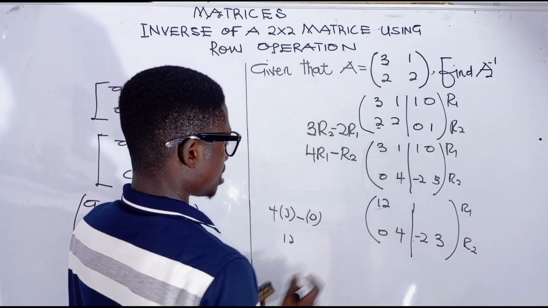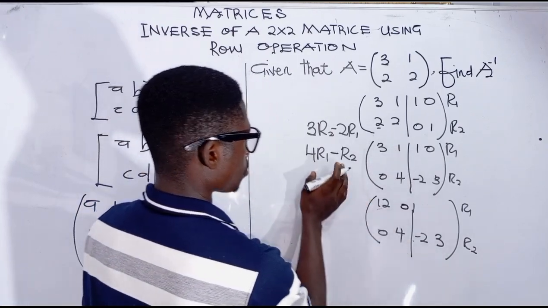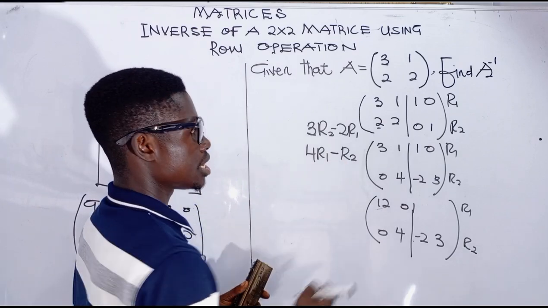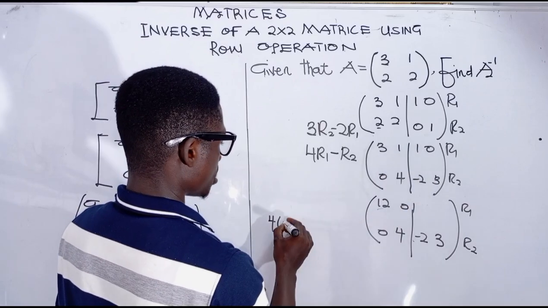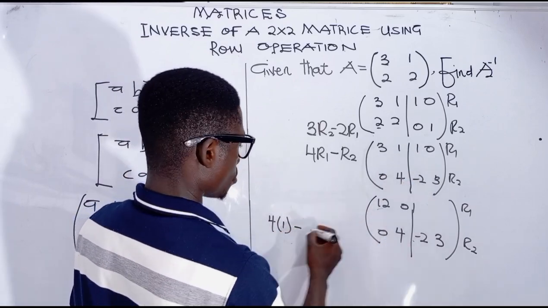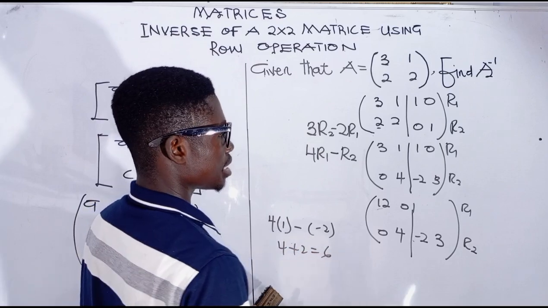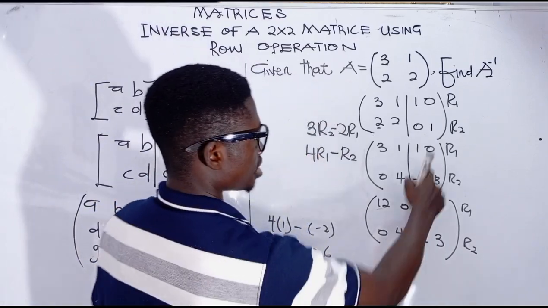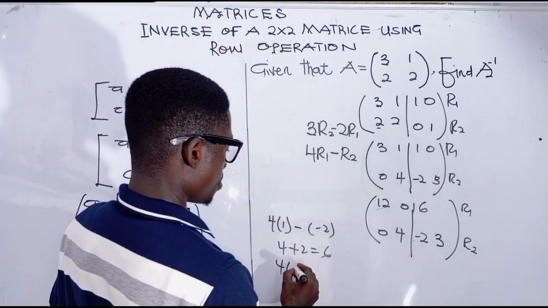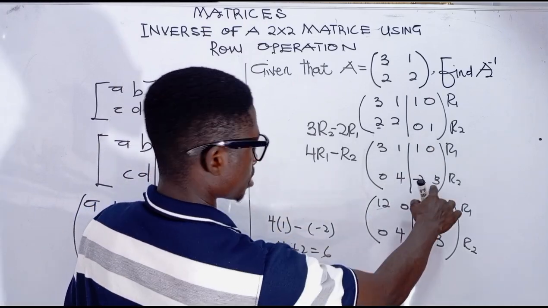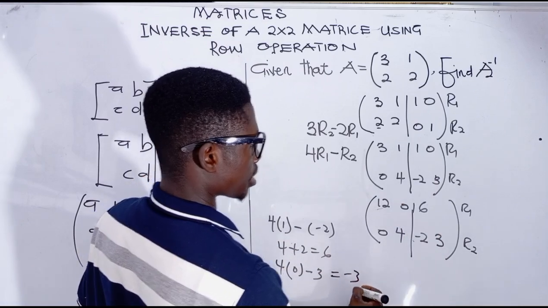Then move on to this side. This side will surely give us 0, because it was the one that gave us the row. Then we look at this part. We have 4 times row 1, which is 1, minus row 2, which is minus 2. So we have 4 plus 2, that gives us 6. So we have 6. Then we are looking at this entry as well. We have 4 times row 1, which is 0, minus row 2, which is 3. So we have minus 3.